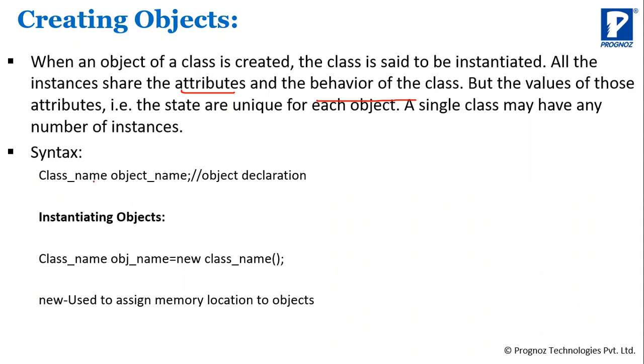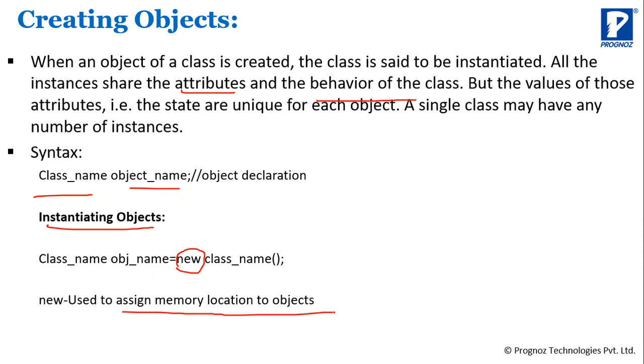The class name, what is the syntax to create the object? Class name, object name. We need to write the class name and the object name. And then after that, how to instantiate the object, how to create an object? Class name, object name equals to, we need to write the word new. Through the new keyword, we can create an object in memory. Using new, we can assign the memory location of the object.